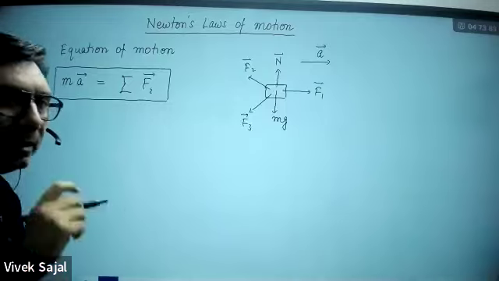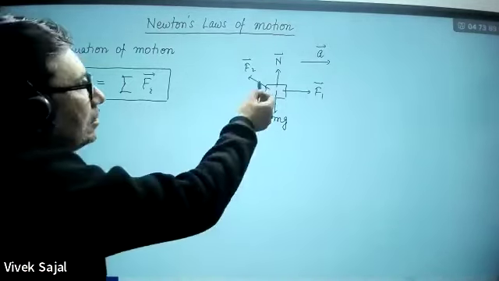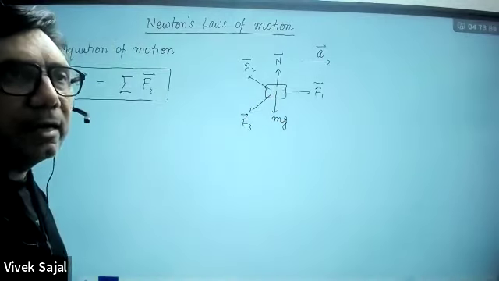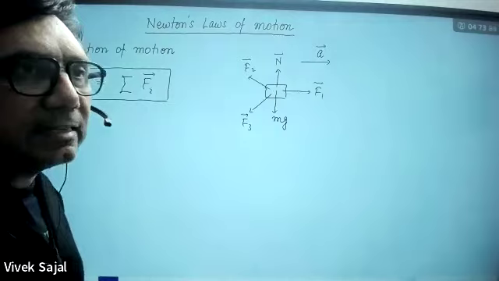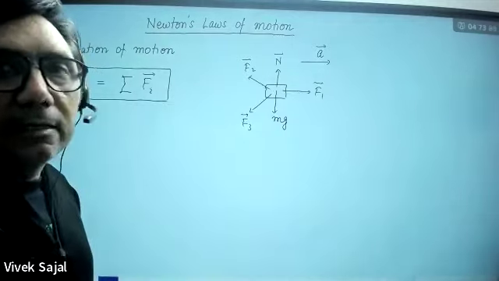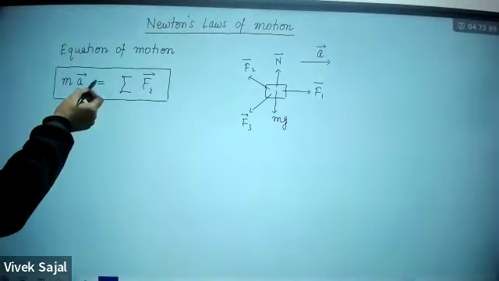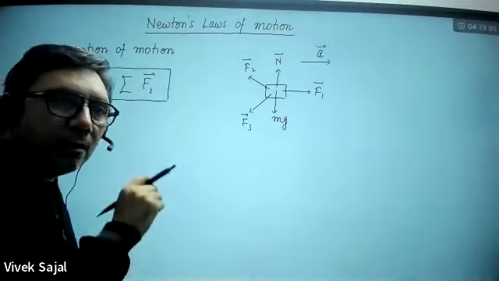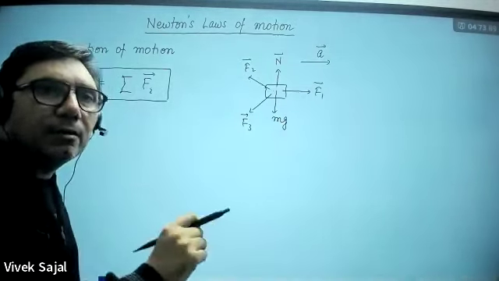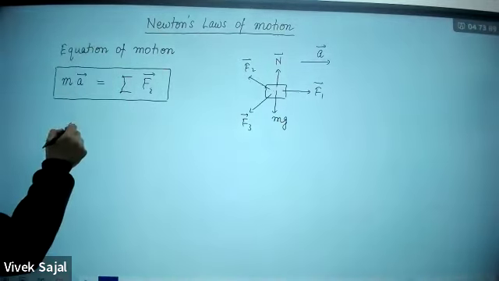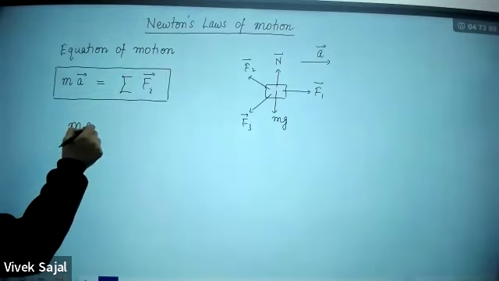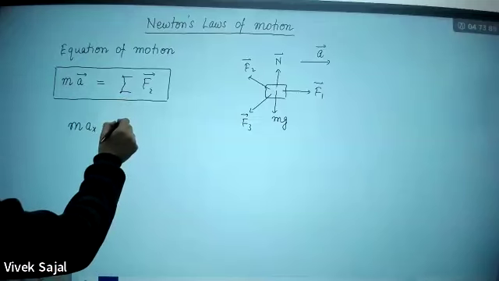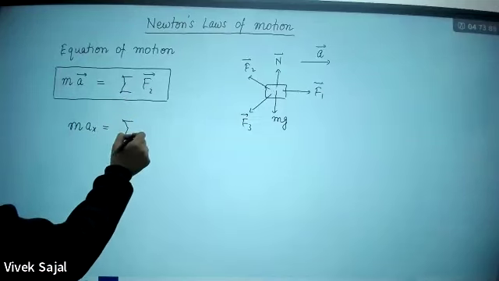It is always advisable to resolve all these forces in three mutually perpendicular directions. One direction you are going to choose x, y, and z direction. So basically you resolve this equation into three equations: along x direction, along y direction, along z direction. In x direction, it will be m a_x, equal to the x component of all these forces.